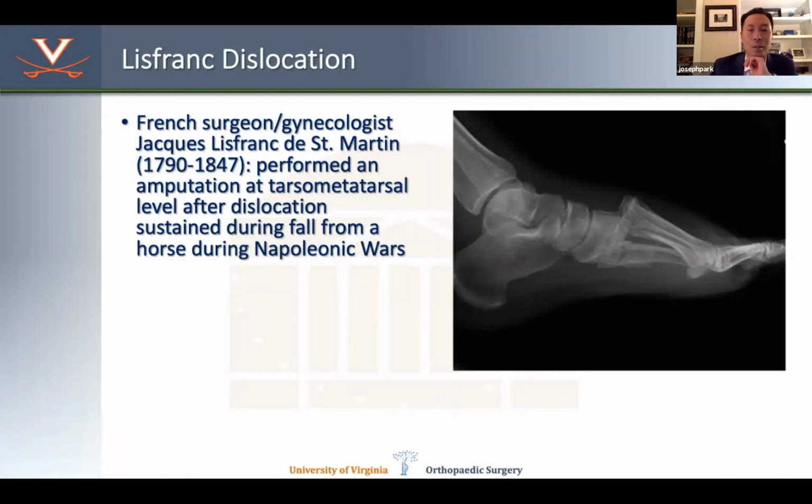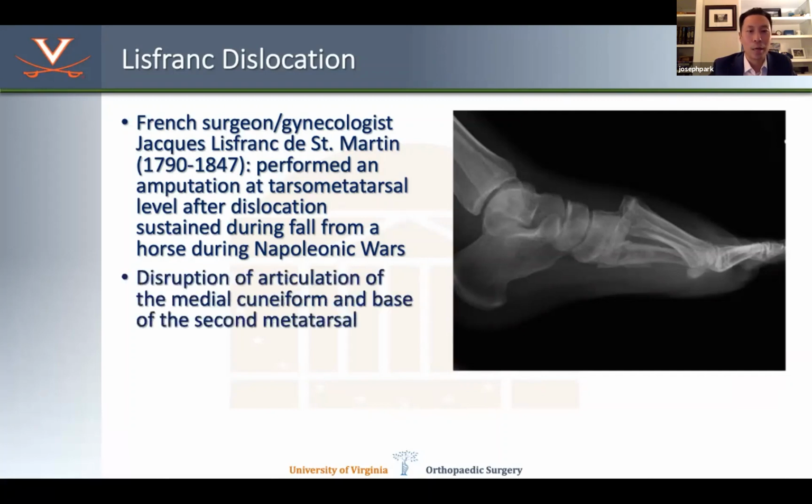In this, the first description, he performed an amputation through the tarsometatarsal level after a soldier dislocated his foot during a fall from a horse during the Napoleonic Wars. So the take-home message from the Chopart and Lisfranc dislocations is that if your injury is named after a French surgeon, you're really in trouble. And we've had a lot of trouble having great outcomes with the Lisfranc injury in many of our athletes.